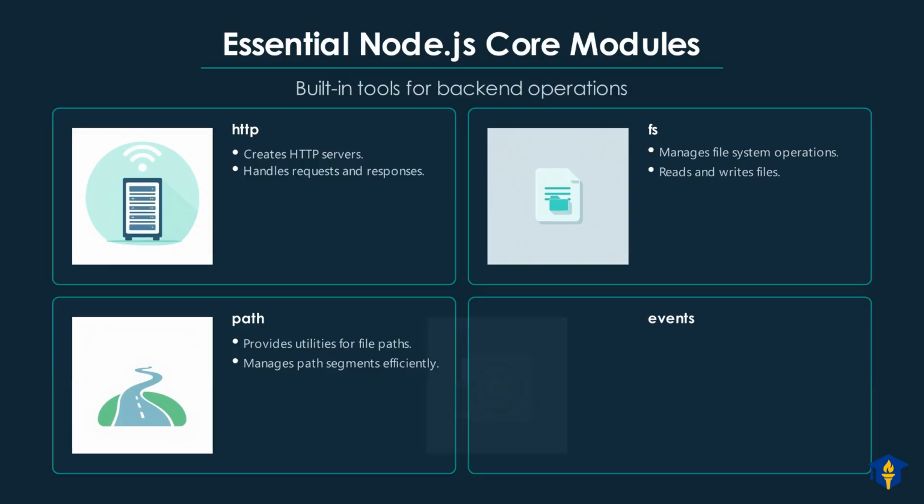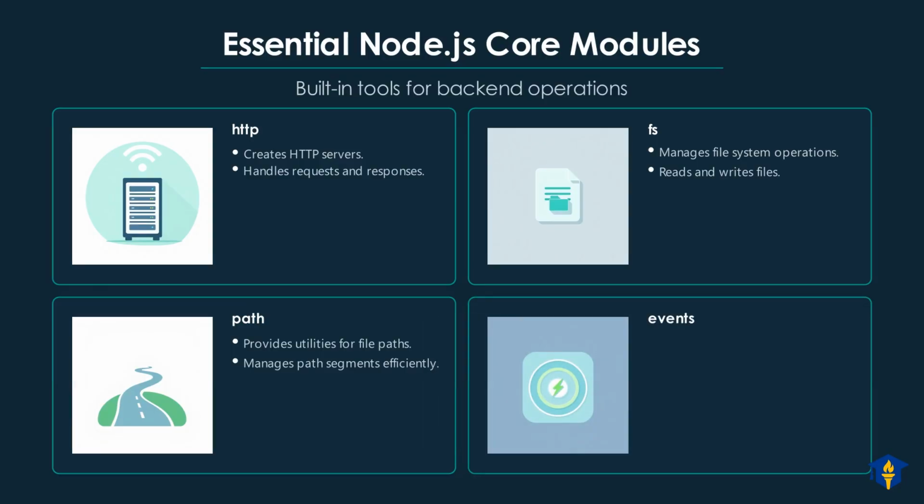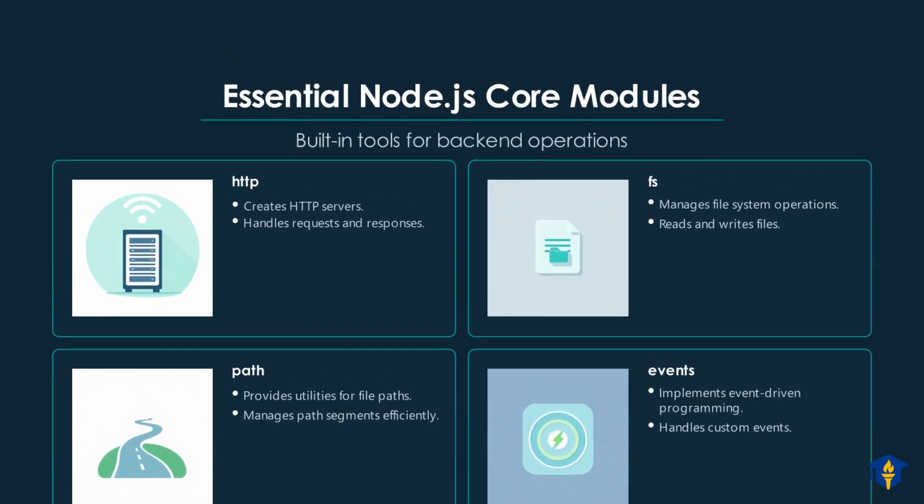The Events module is central to Node.js's event-driven architecture, implementing event-driven programming patterns. This module enables you to work with events, creating event emitters and listeners for various actions. It is particularly useful for handling custom events within your application, making your code more modular.